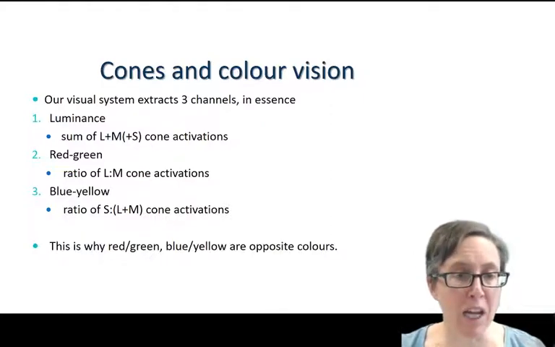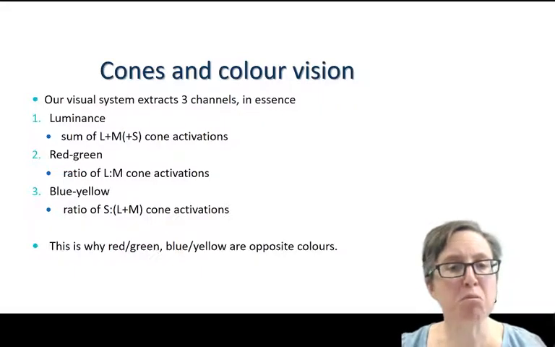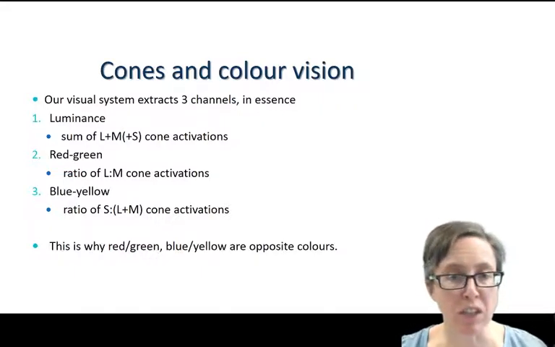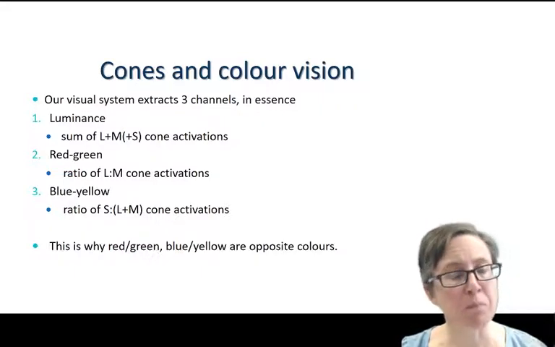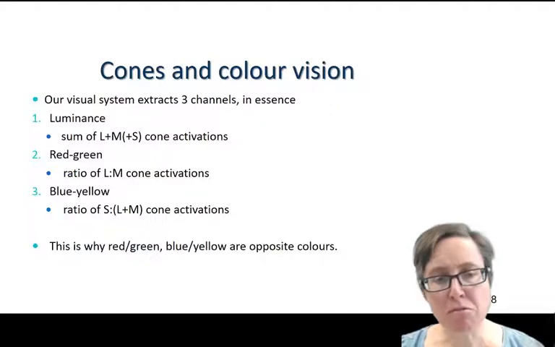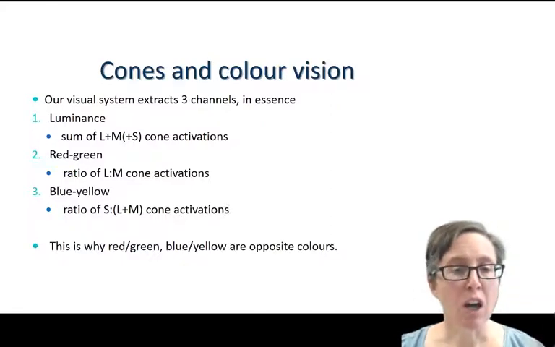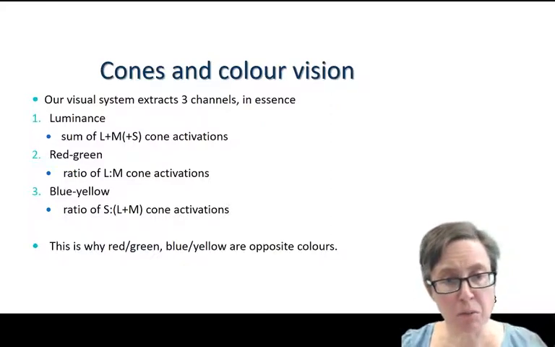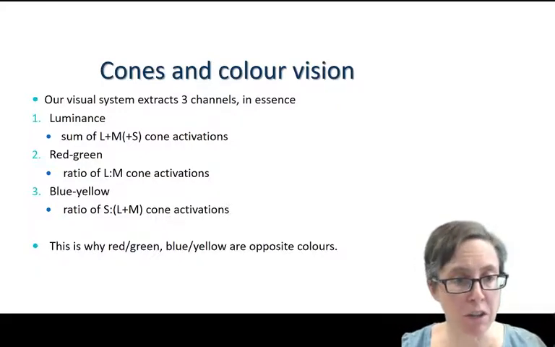It's very much dominated by L and M, but in principle it's the total activity in all the cone types. Then you have a red-green channel, just like Hering suggested, which is made up of the ratio of the cone activations in the L type to the M type. So think of the balance between L and M, and that's your red-green channel.